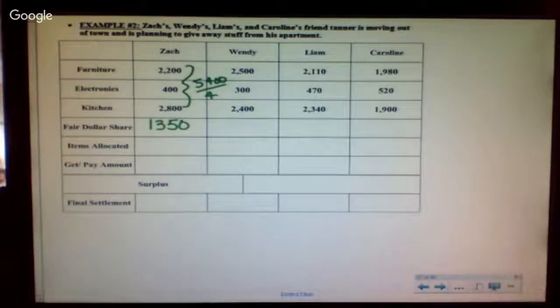What is Wendy's fair dollar share? Her total came out to be 5,200. Right. So it's 1,300 even.